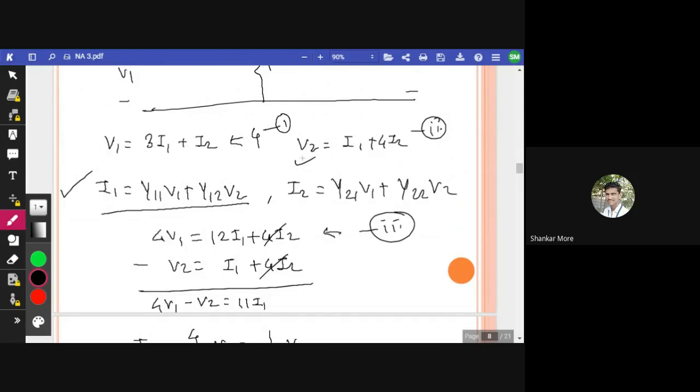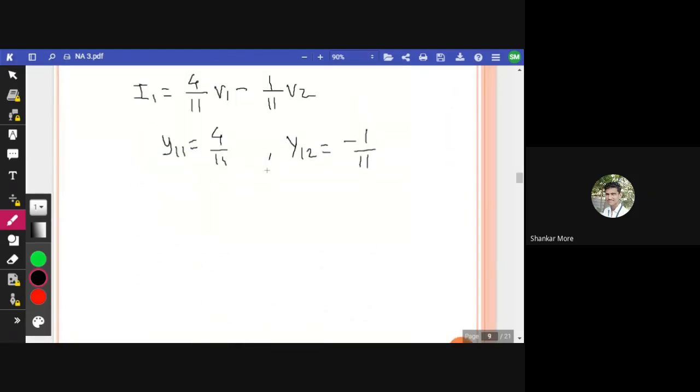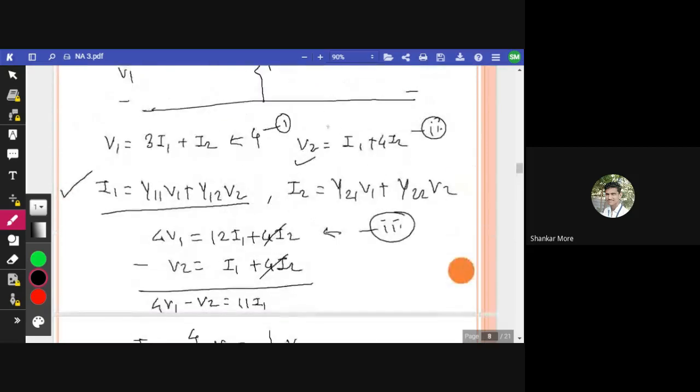If we multiply equation 2 by 3, we will subtract this equation 2 from the original first equation. Okay, so let me write the first equation as it is here: v1 is equal to 3i1 plus i2. This is our original first equation. Now the second equation, which we are going to modify, we multiply throughout by 3.